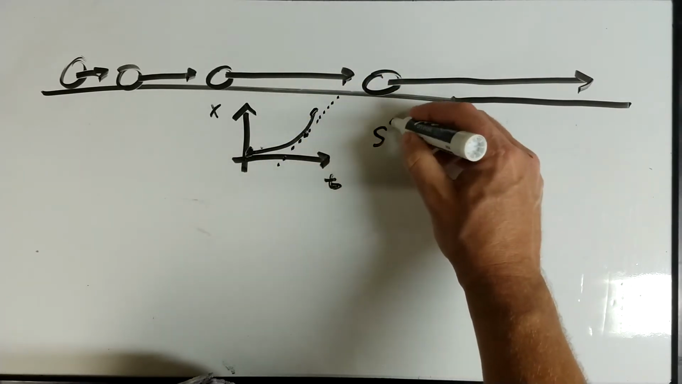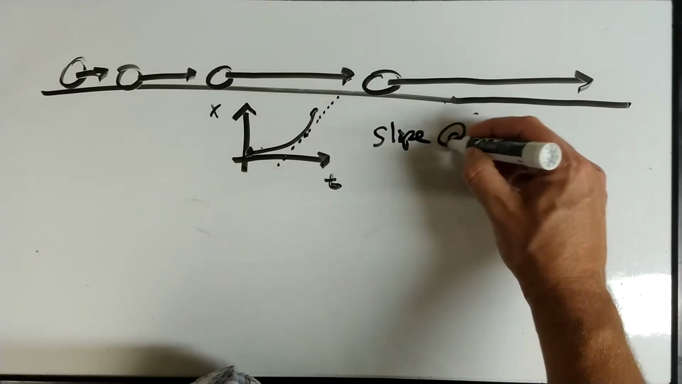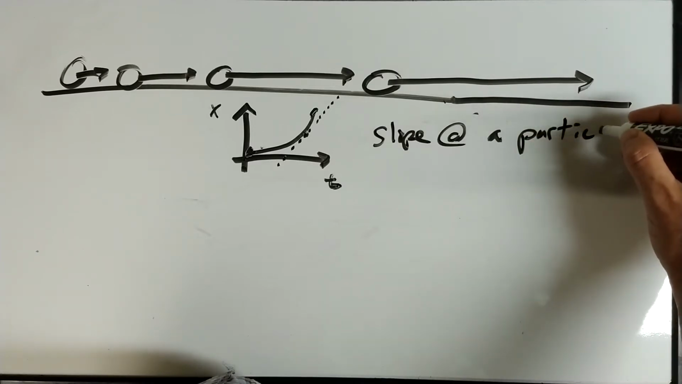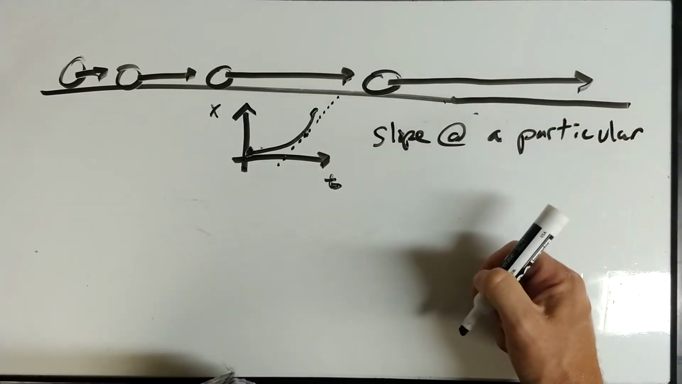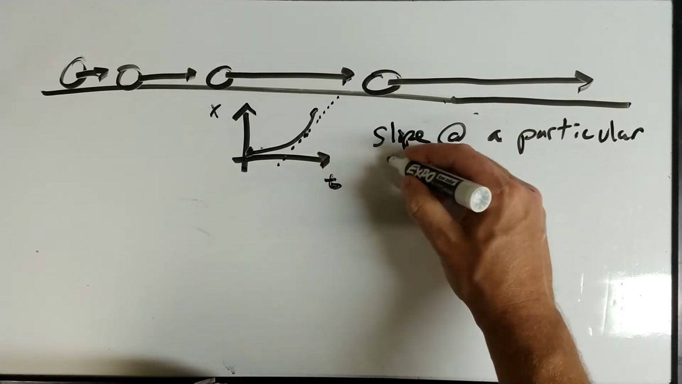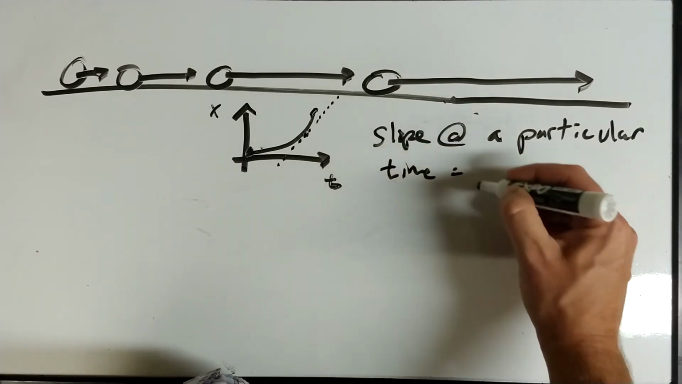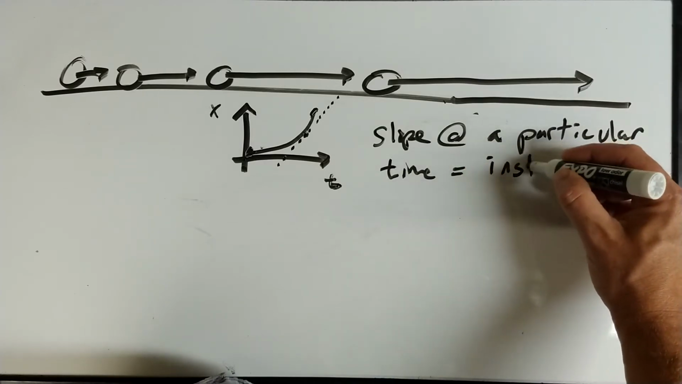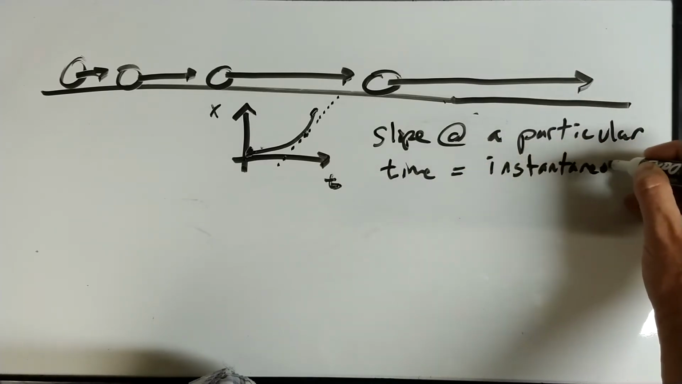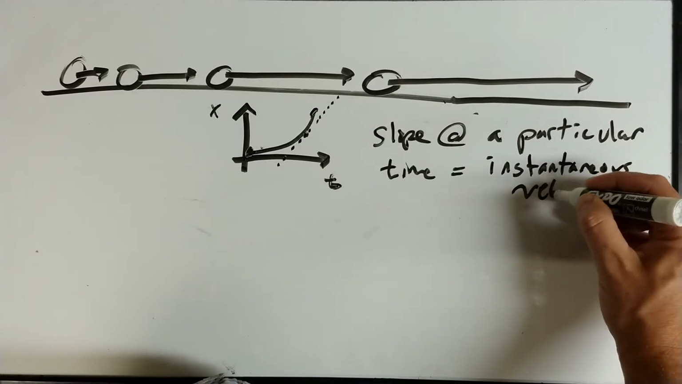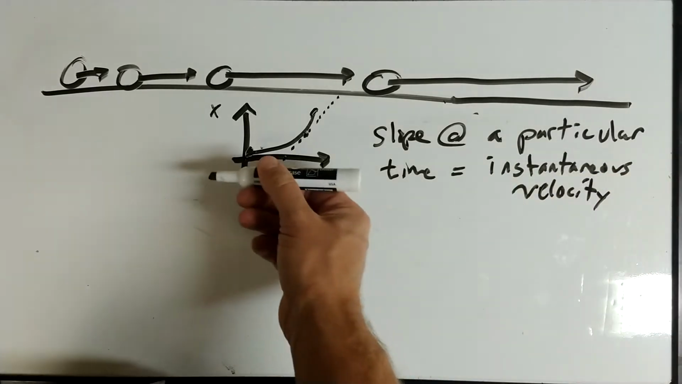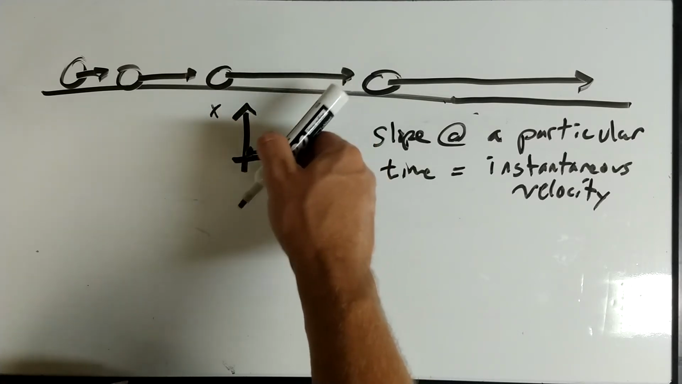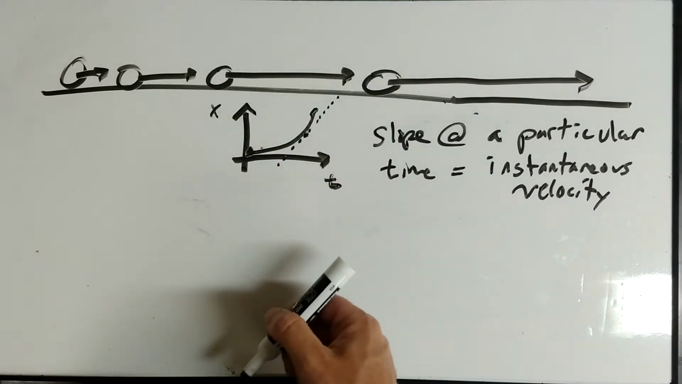So again, the slope at a particular time is a phrase we like to use in physics. Slope at a particular time is the instantaneous velocity. And the sign matters, right? If it's a positive slope in the tangent line, it's a positive velocity, and so on.